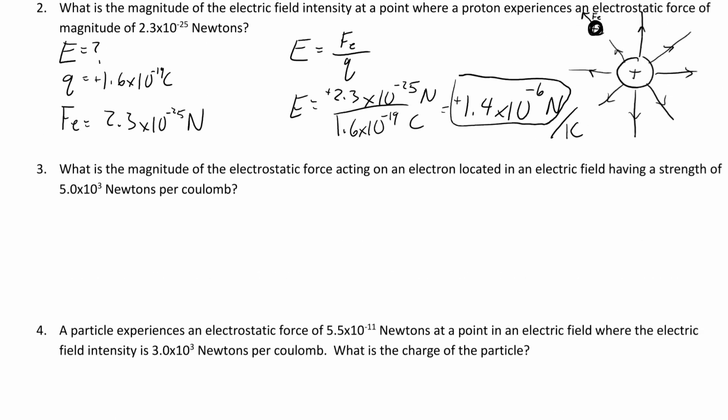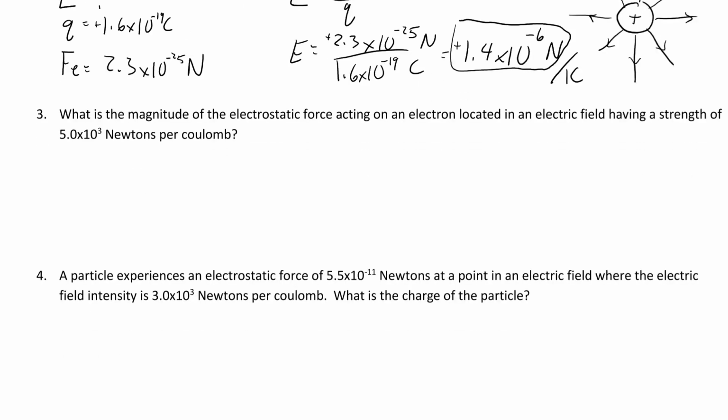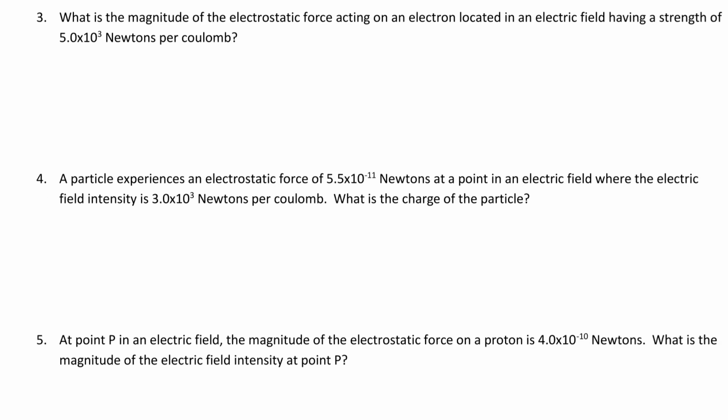It's not necessarily dependent on how much charge you place there. It's just saying what's the strength of the field itself at that position. It says, what is the magnitude of the electrostatic force acting on an electron? So Q is equal to negative 1.6 times 10 to the negative 19 coulombs in an electric field having a strength of 5 times 10 to the third newtons per coulomb.